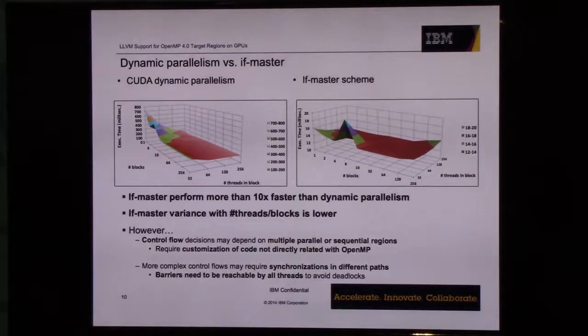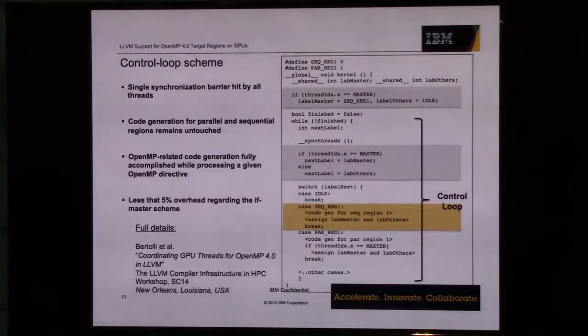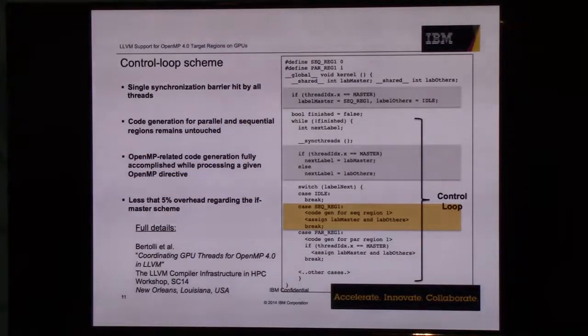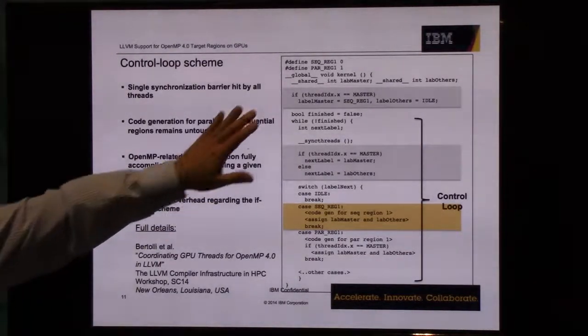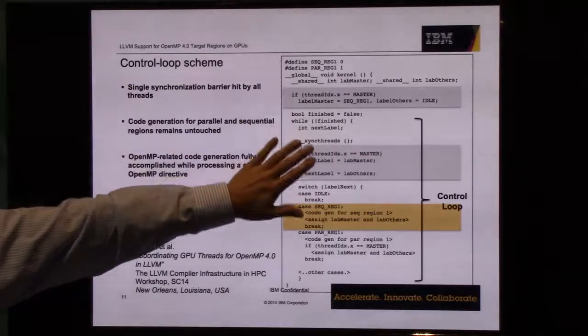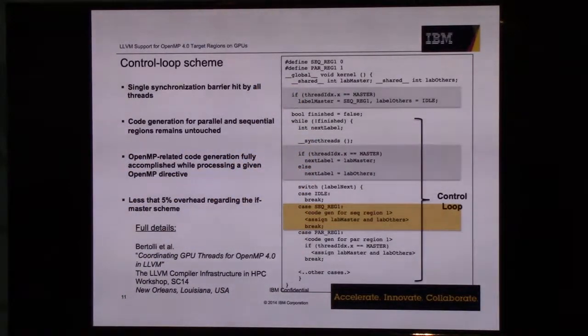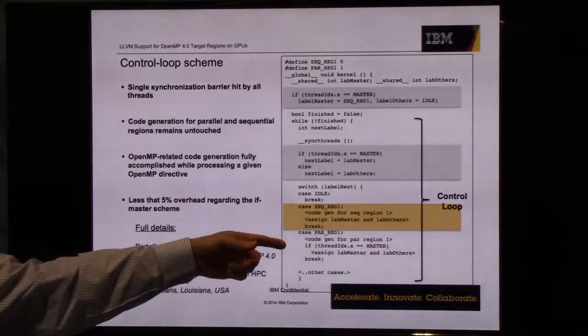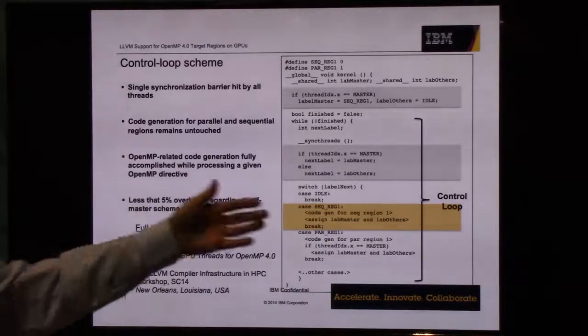So the solution we came up with was to use what we call a control loop scheme. This computes more or less the same thing, and I shaded in gray these two areas that are managing labels for my sequential and parallel regions. In these two places, each thread is going to understand if it is a master or not by checking its ID, and grab its current label, which determines the next workload that thread is supposed to execute. After this point, we have a switch, and based on the label, the thread is going to select whether to execute the sequential region or the parallel region.